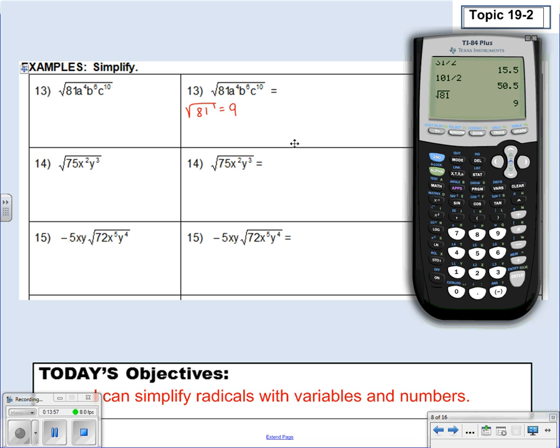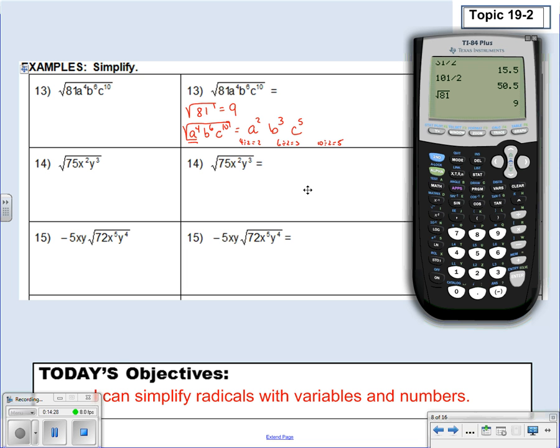So we've taken care of the square root of 81. Now I want to take the square root of a to the 4th, b to the 6th, and c to the 10th. So first let's tackle a to the 4th. Well, that'll be 4 divided by 2 gives us 2, so that'll be a squared. B to the 6th, that'll be 6 divided by 2 gives us 3, so that's b cubed. C to the 10th, that's 10 divided by 2 gives us 5, so that's c to the 5th.